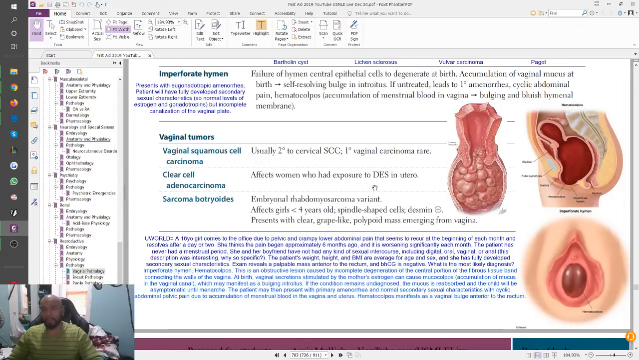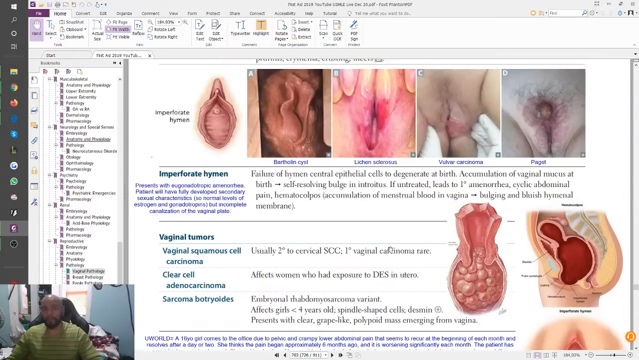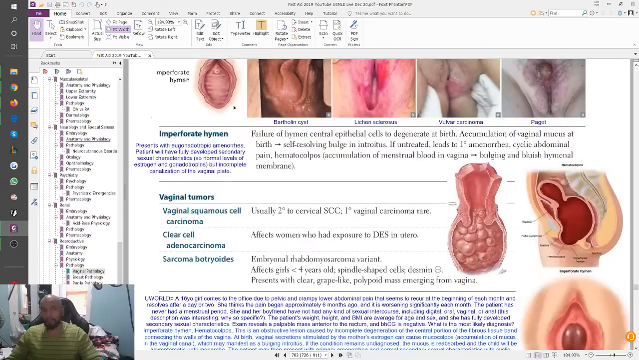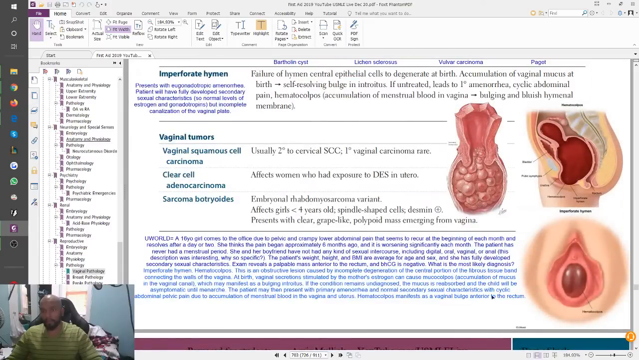So these are all the basic, less confusing ones that we're going to be needing to know, right? So we got the Bartholin cyst, lichen sclerosus, which has more risk of cancer, vulvar carcinoma, and Paget of the vagina, right? Extramammary Paget disease, imperforate hymen, and then a couple other things here, hematocolpus and sarcoma botryoides. Nothing really intense, just a bunch of different pathologies, but nothing immensely confusing.